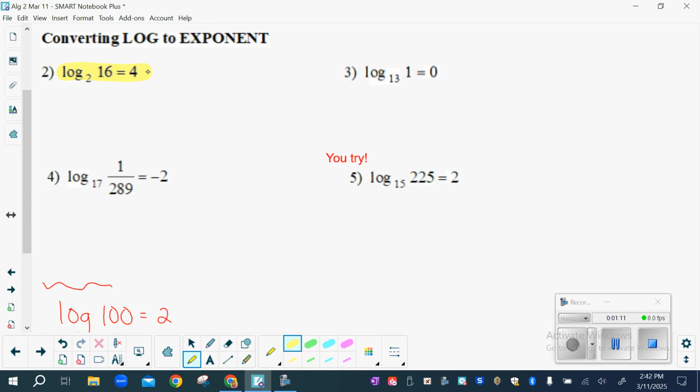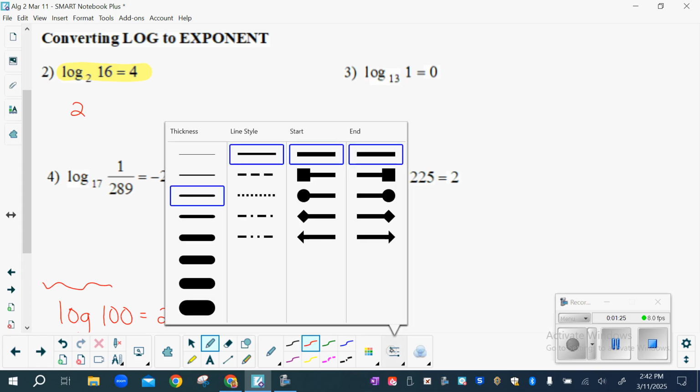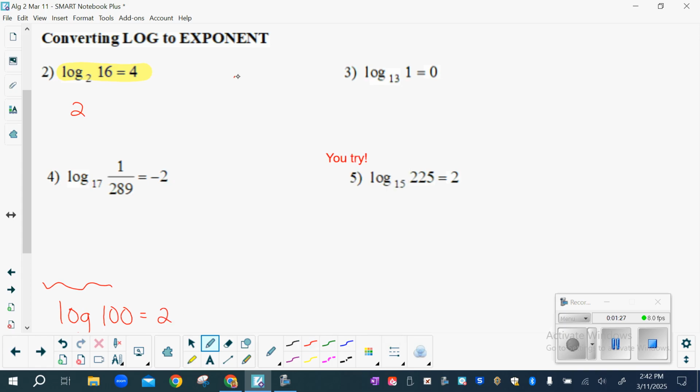Wait, 2 is the base? 2 is the base, yep. So in writing this as an exponential equation, our base is 2. And this is where it gets kind of weird. When we have that log, the 4 is the exponent. So this is your exponent. And this part of the log equation is your answer. So it's 2 to the 4th equals 16.